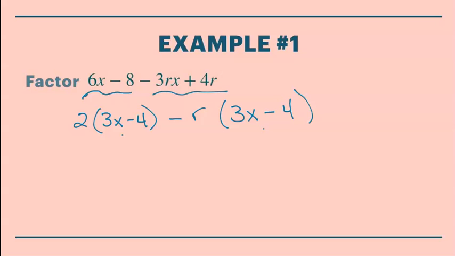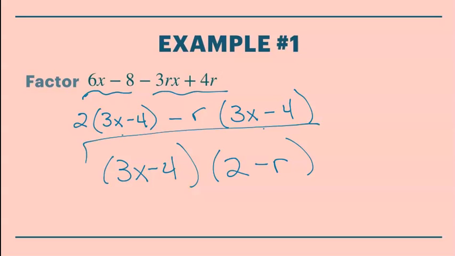3x minus 4 is common to both pieces. So I'm going to take out 3x minus 4, and my first leftover is 2. When I take out 3x minus 4, I'm left with 2 in the first term and negative r in the second term. So this is my factored form, 3x minus 4 and 2 minus r. That is how I factor by grouping. I just do that middle part of the AC method, the middle part of splitting the middle. Let's look at another one.